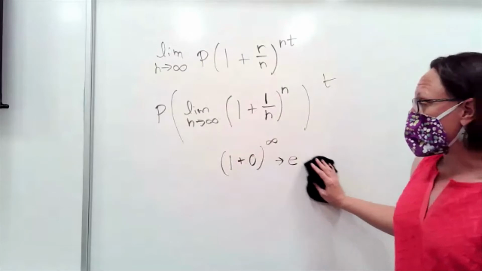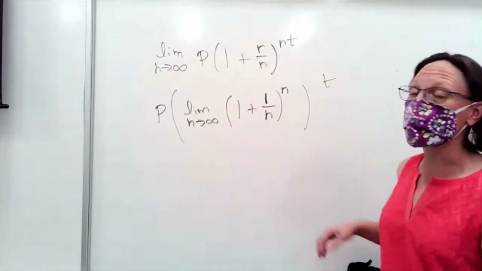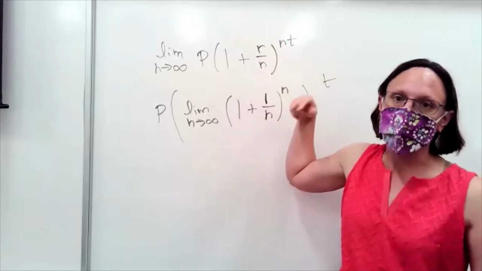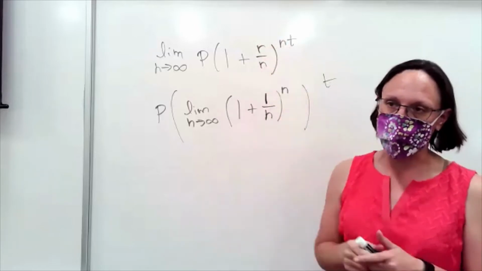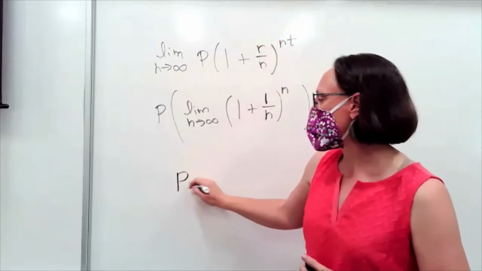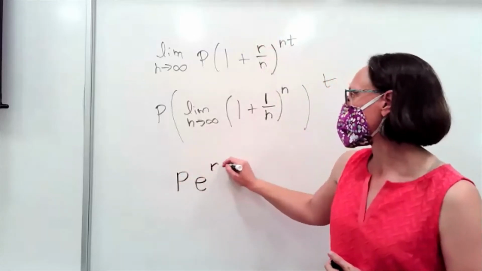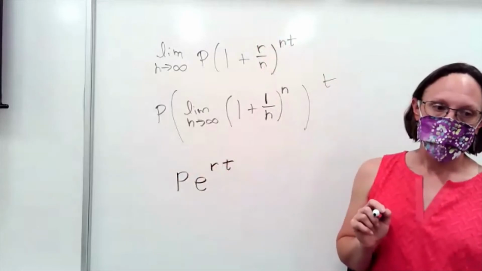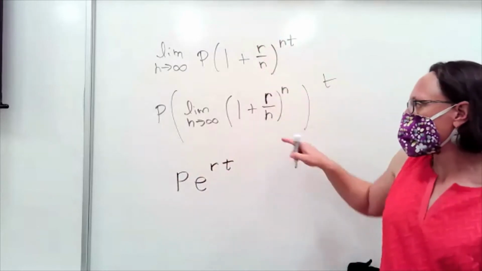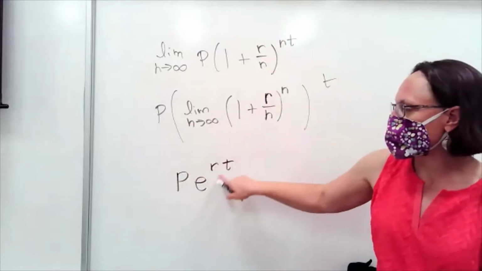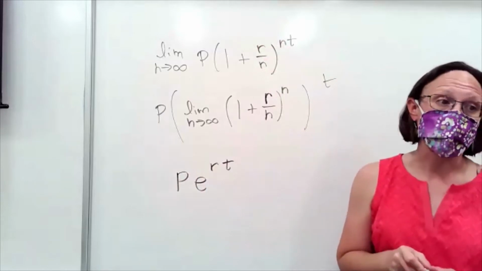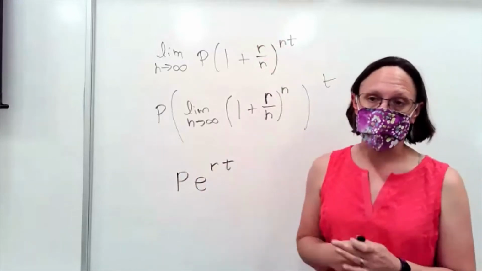Where I'm going with all of this is that when we switch from this being compounded monthly, where n is 12, or daily, where n is 365, when we do this continuously, this turns into P e^(rt). And it turns out that when we put in the r right there, this limit becomes e^r. So when you compound continuously, the formula changes quite a bit.